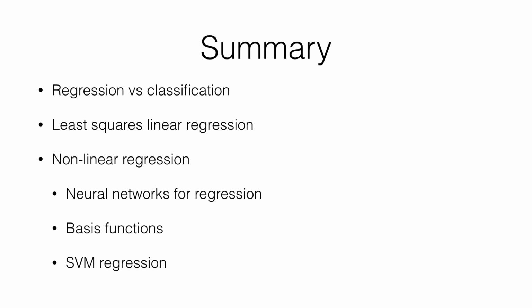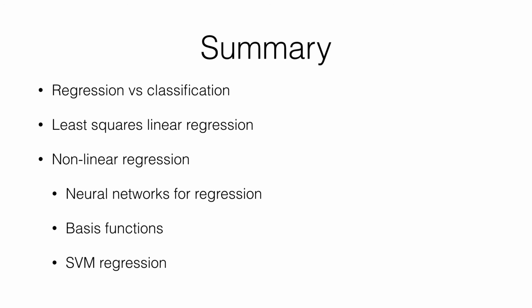So to summarize, I talked about how regression relates to classification, and you can think of regression as just classifying or outputting continuous values instead of discrete values. I talked about least squares as the objective function and a linear predictor, and how that leads to a closed form solution for the linear coefficients.